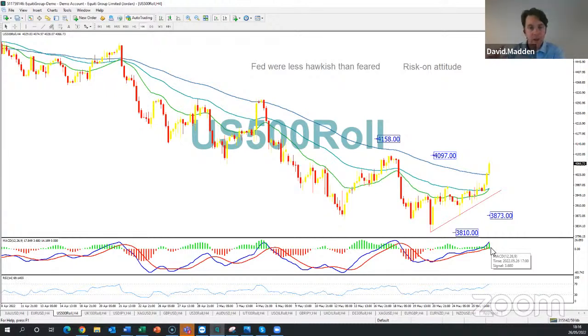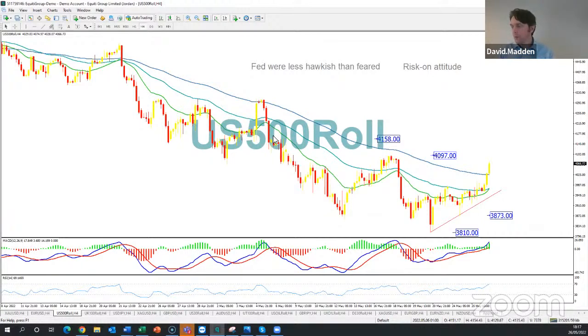So not only is momentum in positive territory, it's actually increasing. So the bulls are becoming even more influential. They're certainly in control. If you continue to hold above all three simple moving averages here, it's likely this recent upward trend will continue.